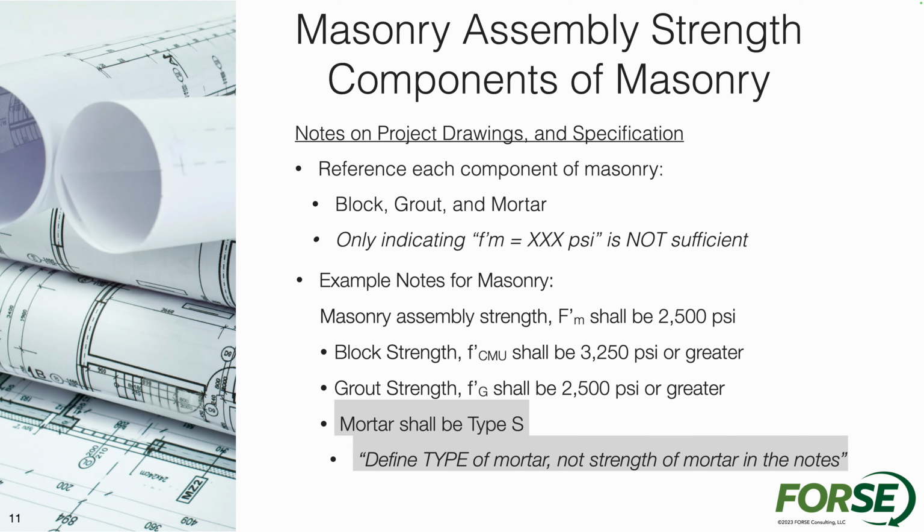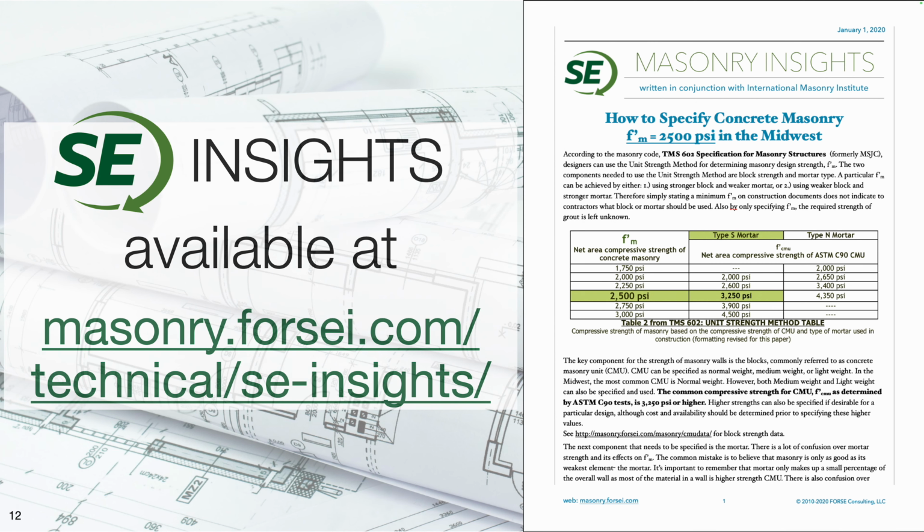Again, back to the project drawings, we're going to be specifying each of the components, the block, the grout, and the mortar. We're going to give properties for each of them, but again, for that mortar, we're just going to call out the type. We don't have to define the strength. So again, the most common would be mortar being type S. All of that information can be found in this guide, which is available from that website that you can see on screen.